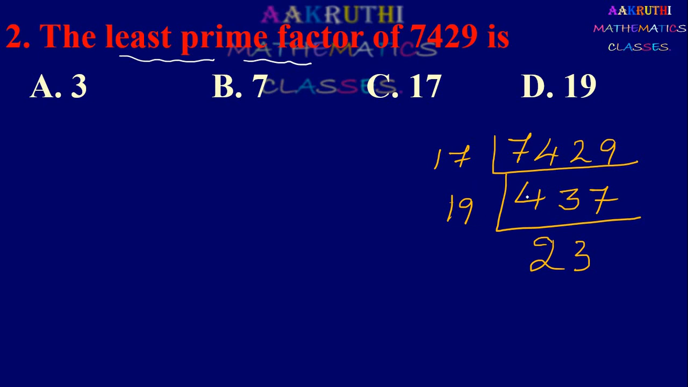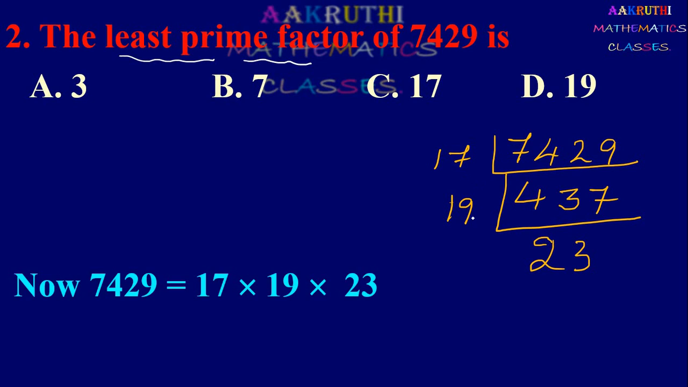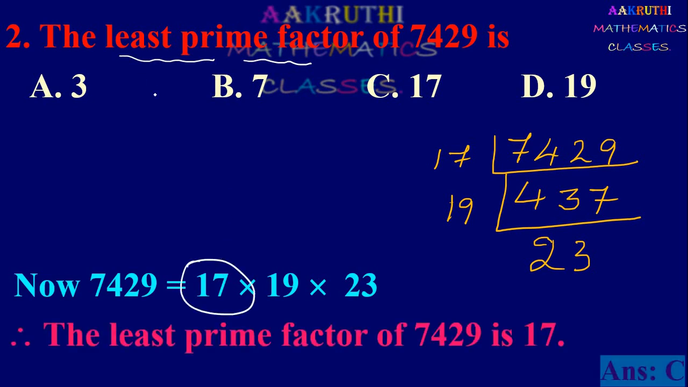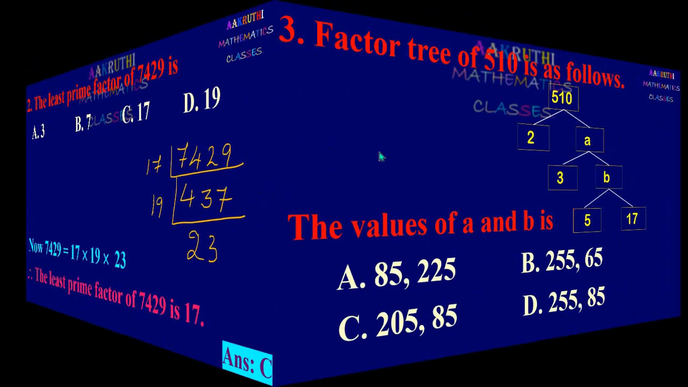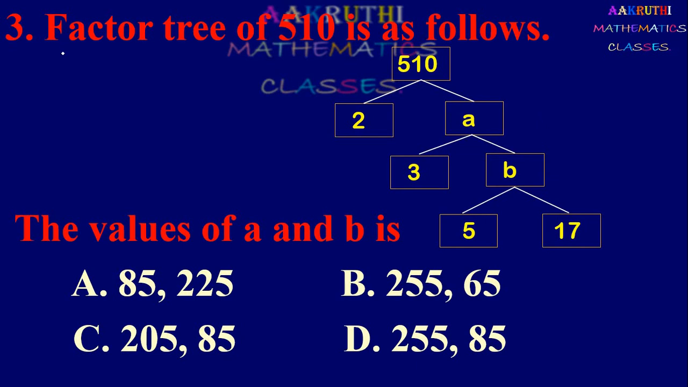So here the prime factors of 7429 are 17, 19 and 23. That is, 7429 can be written as 17 into 19 into 23. And here the least prime factor is 17, which is option C. So the correct option is option C. That is, the least prime factor of 7429 is 17. So next, question number 3.